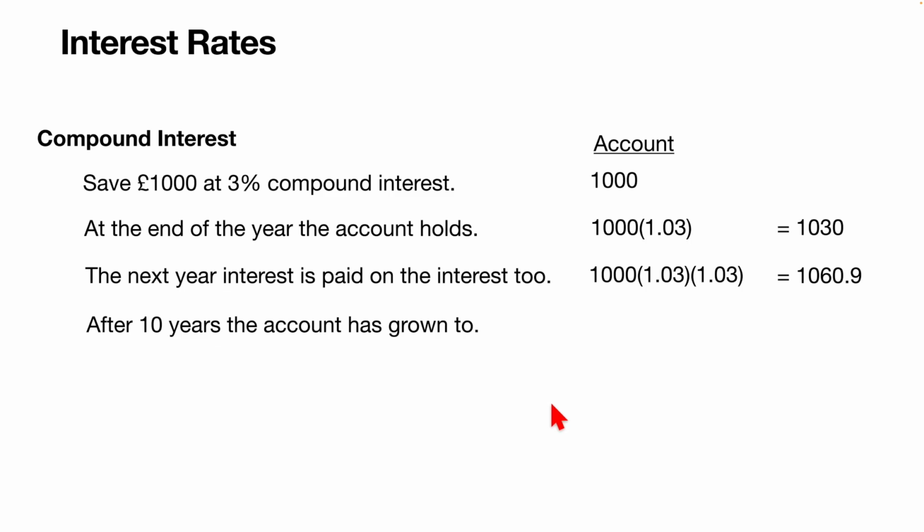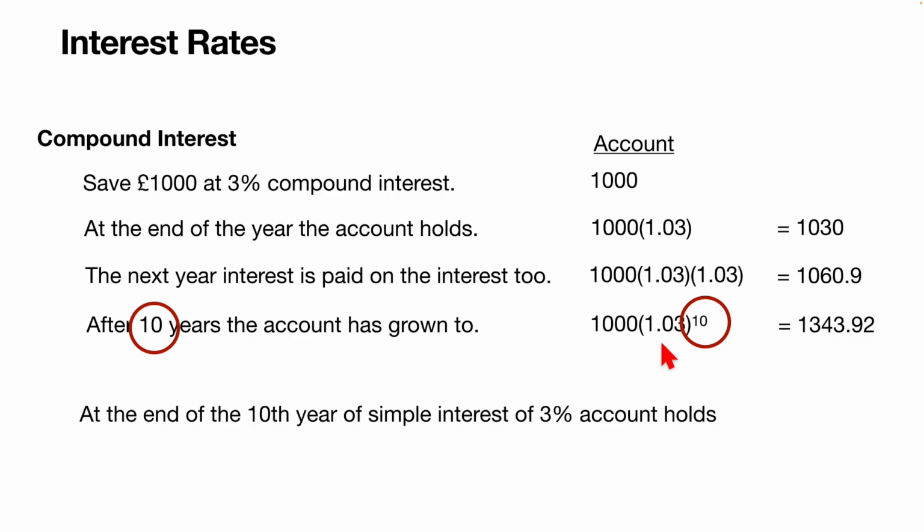But after 10 years, the account has grown to 1,000 times 1.03 to the power 10, and that is equal to £1,343.92. Notice that the 10 years is the same as the power to which I am putting the compound interest multiplier 1.03, because every year it rolls up by an extra 3%. At the end of 10 years with simple interest, the 3% account is going to hold 1,300, so we've got more if we get compound interest with the same rate of interest.